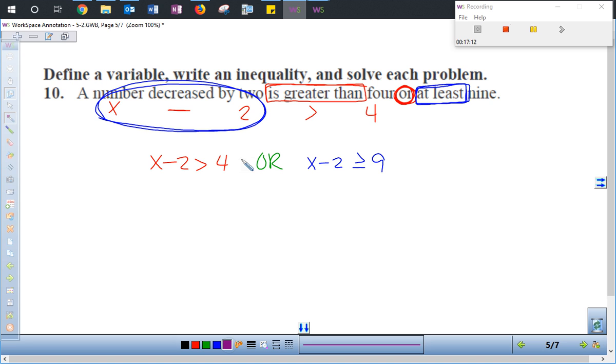All we have to do now is solve. So on x minus 2 is greater than 4, we can add 2 to each side. And we're going to be left with x is greater than 6. And x minus 2 is greater than or equal to 9. We can add 2 to each side. And we get x is greater than or equal to 11. So our final result is x is greater than 6 or x is greater than or equal to 11. Now we don't have to write it in set builder notation because they don't give you graphs, and it's really hard to write these in set builder notation without the graphs to help you.